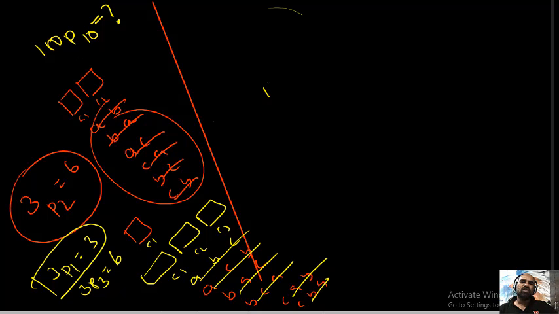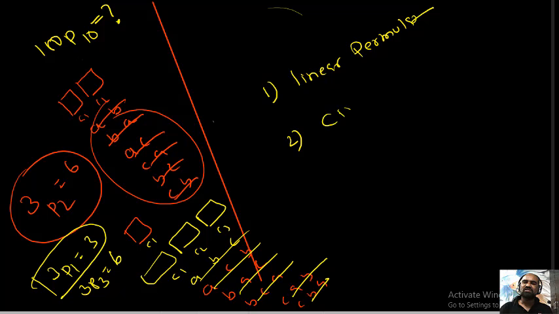There are two types of permutations in general in our syllabus. Nana, linear permutations and circular permutations.